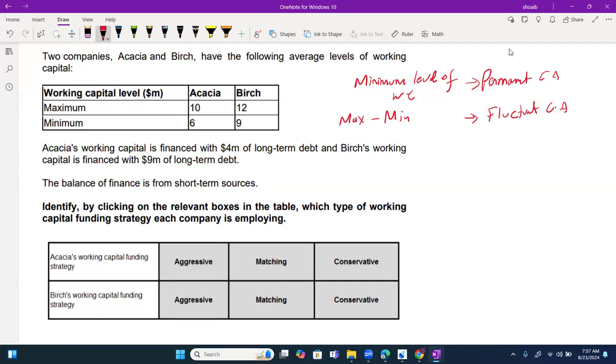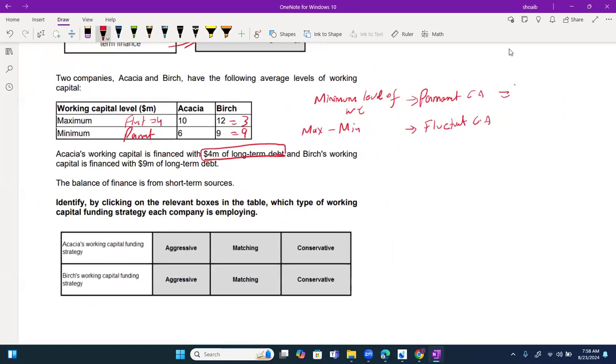So A's permanent current assets are 6. Fluctuating current assets are 4. B's permanent current assets are 9 and fluctuating current assets are 3. Okay, minimum is permanent and the difference between maximum and minimum is fluctuating. A company's working capital is financed with 4 million of long-term debt. So that means this company has 4 million of long-term debt. Total assets are, permanent current assets are 6, fluctuating current assets are 4.